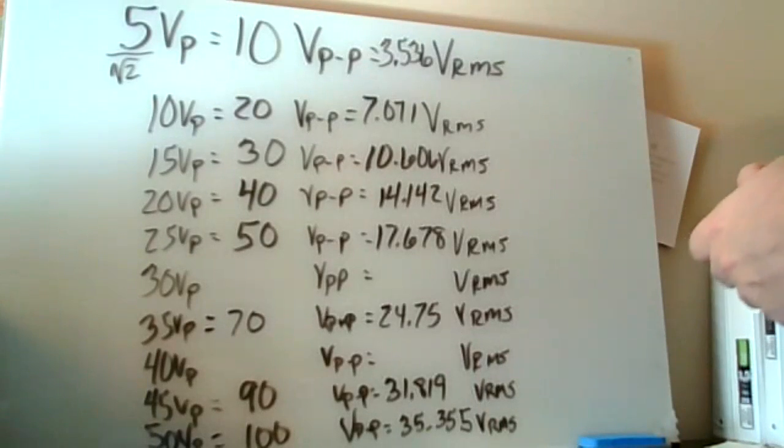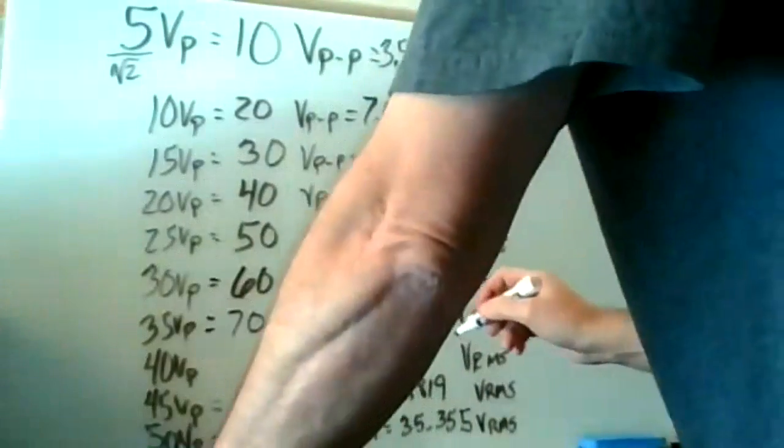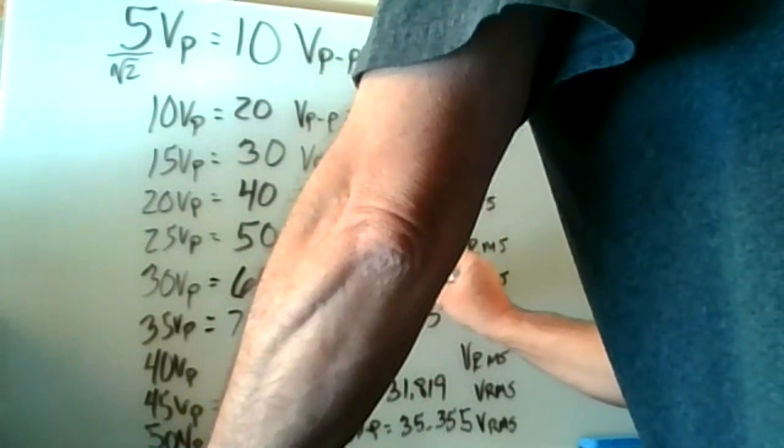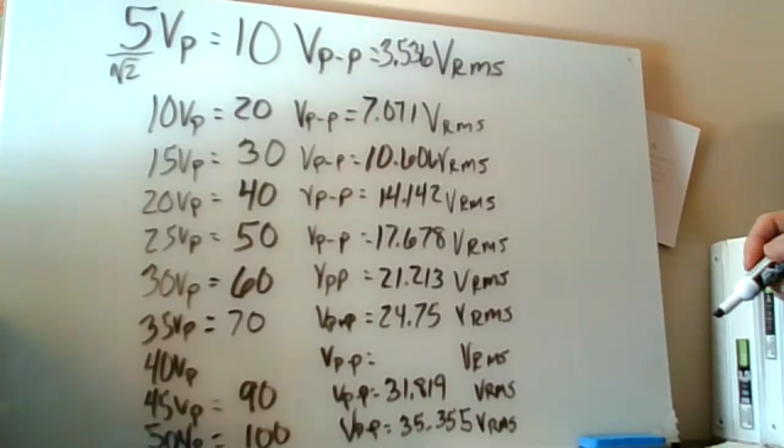Okay, I only have 2 left. Okay, what'd you get? Which one did you have? 30. Okay, what'd you get for peak to peak? 60. And VRMS? 21.213. Outstanding. Okay, Jack, you're the only one left.